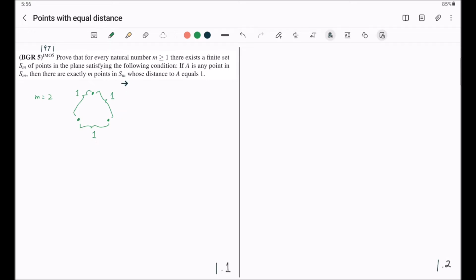The difficulty of this problem is that when m gets bigger, it's really hard to draw a picture. So instead of just using geometry, we'll have to think a little harder to use tools from algebra or combinatorics.